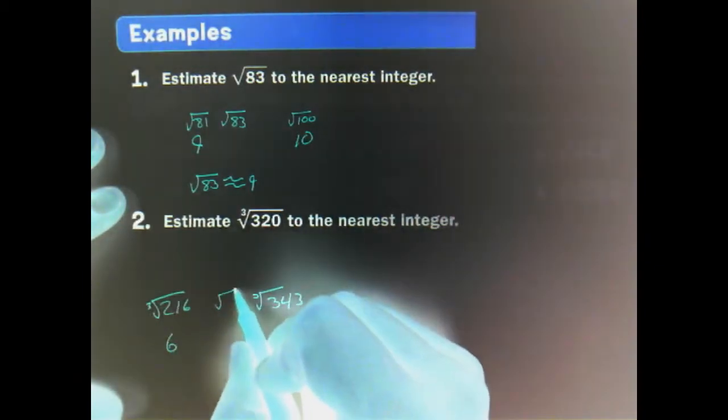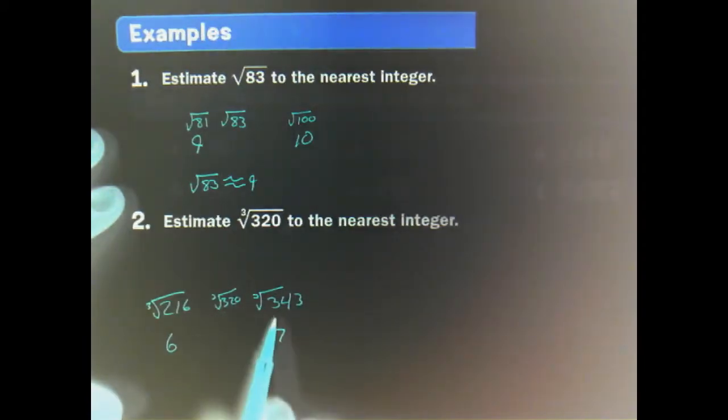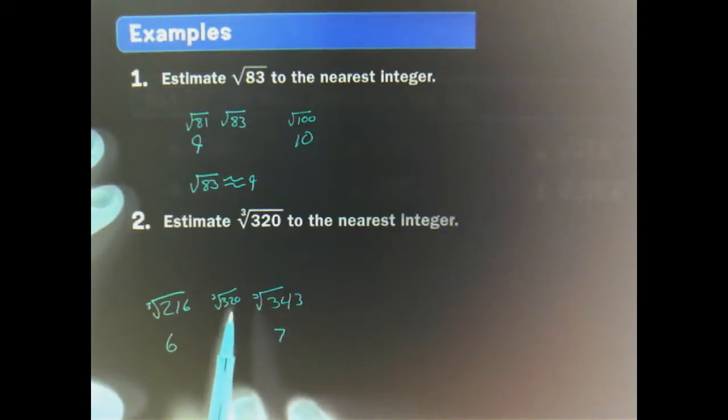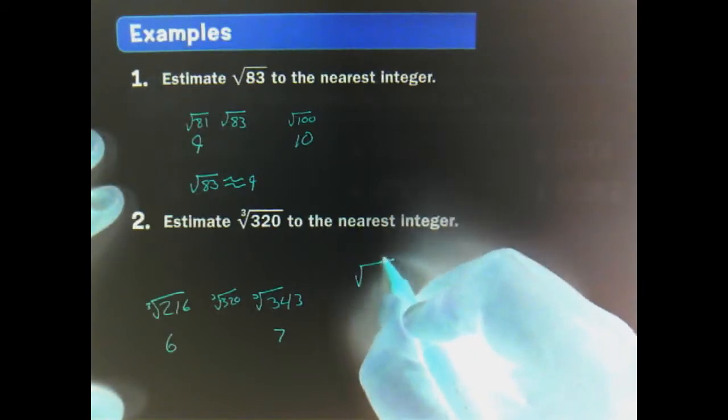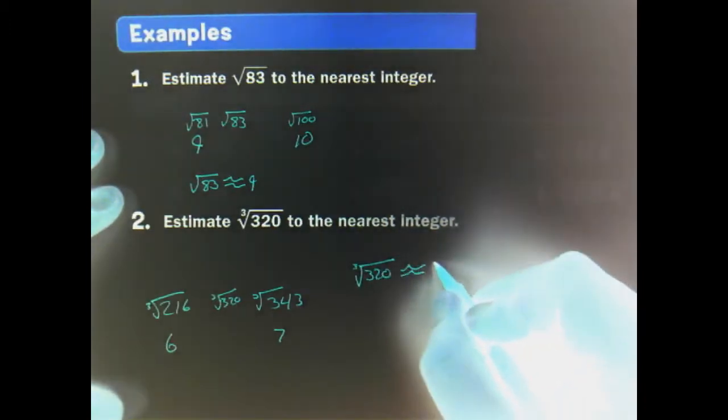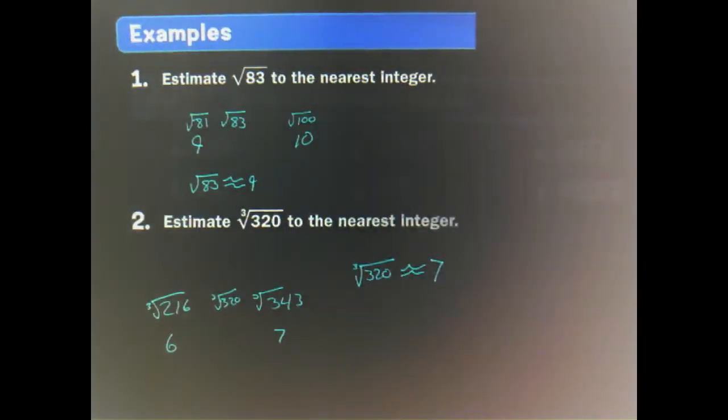Well, I have the cube root of 320. So I know it's going to be in between those two, right? 320 is less than 343, but it's bigger than 216. So our cube root of 320 has to be in between 6 and 7. Since 320 is closer to 343, I can estimate the cube root of 320 to be approximately 7.